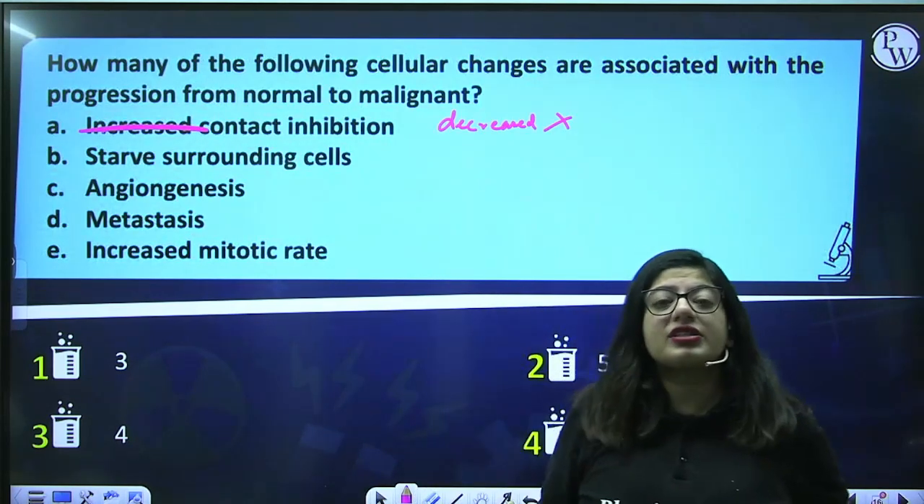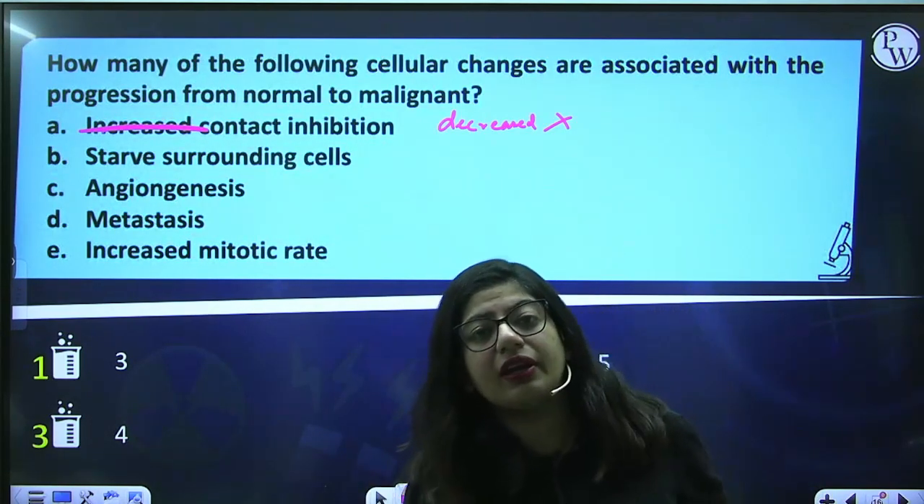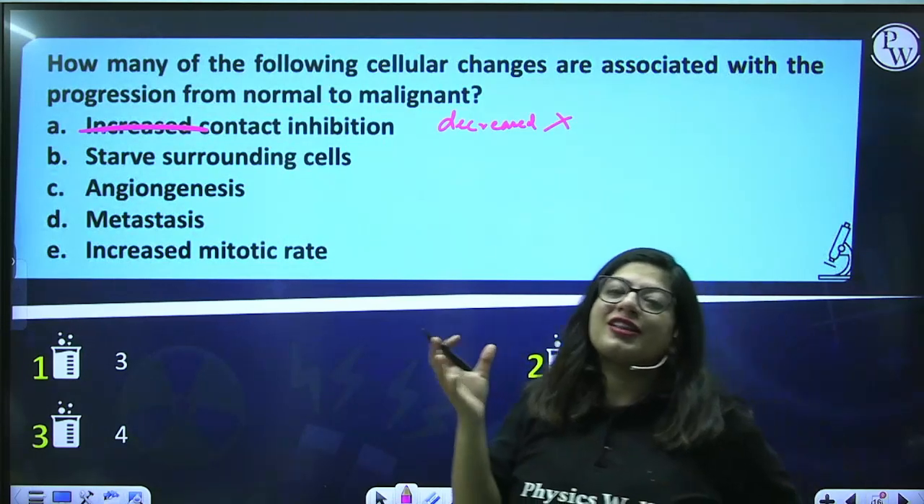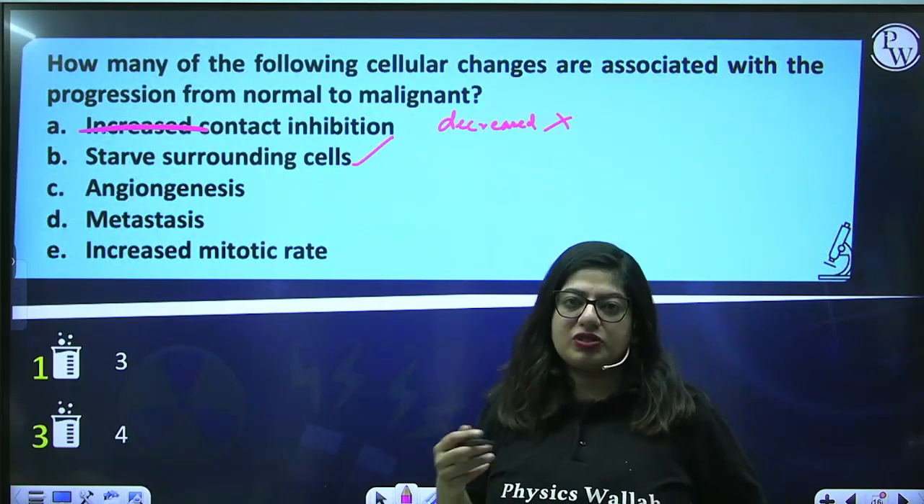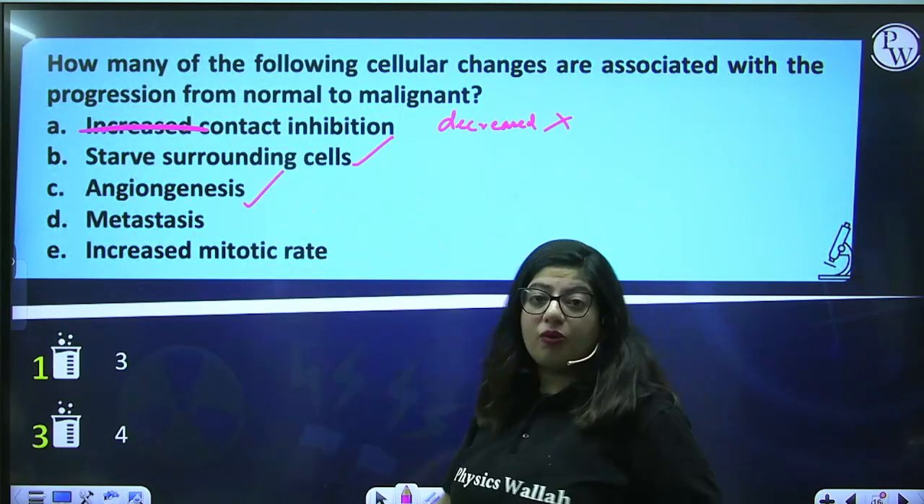It will starve the surrounding cells. As I've told you, this is how a cancer cell kills normal cells. They will starve the surrounding cells; they will eat all their food. So this is true. Angiogenesis, formation of new blood vessels. True. They will form new blood vessels.